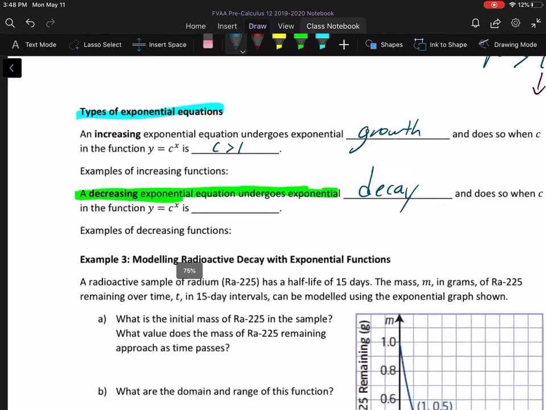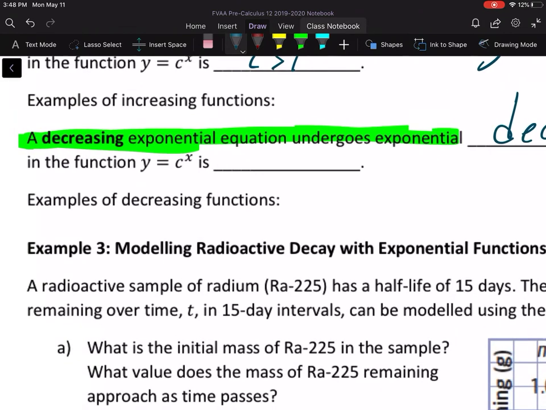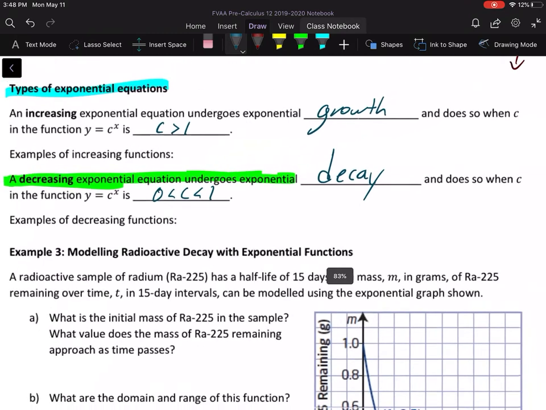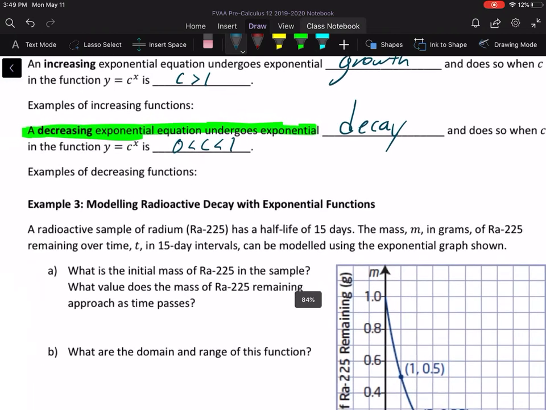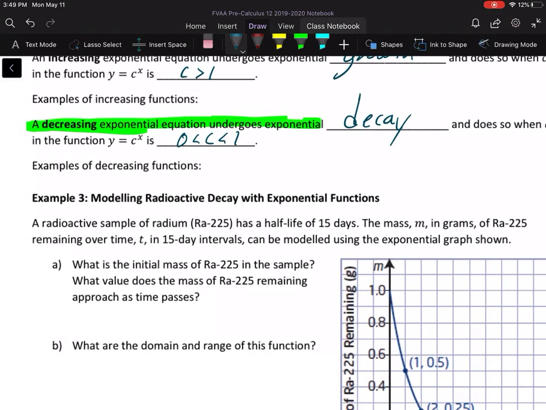And it does so when the function y equals c^x has 0 less than c less than 1. We're not going to use negative c values. We talked about that already. But you get a c value that is between 0 and 1. Once you get that c value between 0 and 1, then you have a decreasing exponential, or decay. Okay, so let's model this kind of decay.